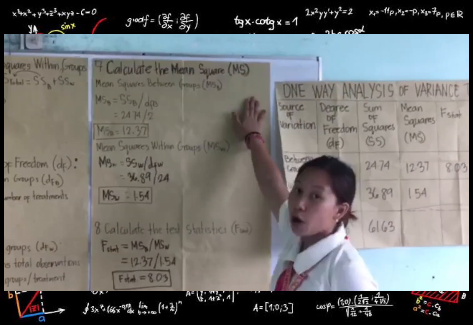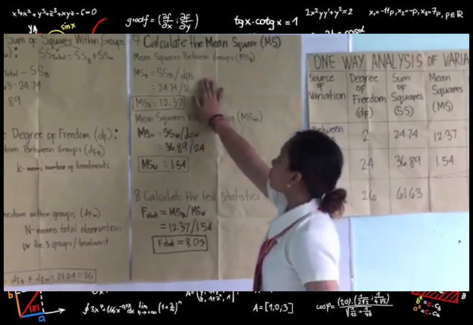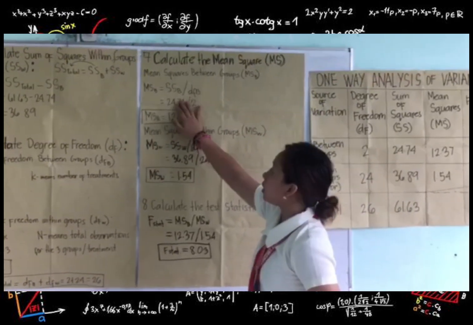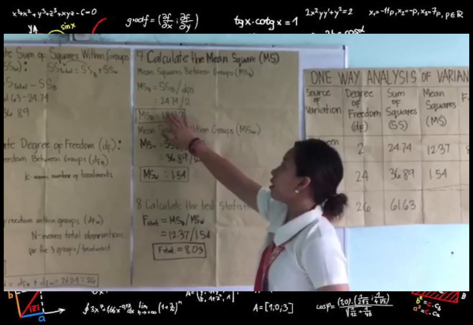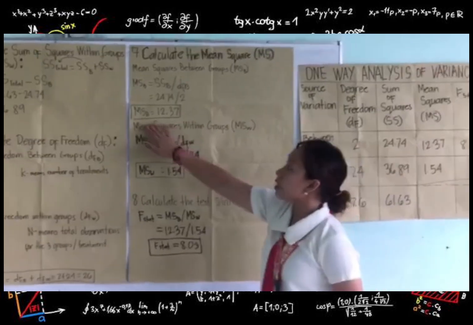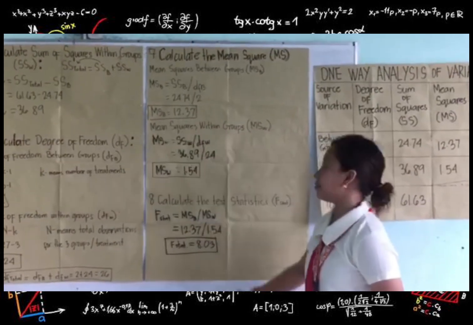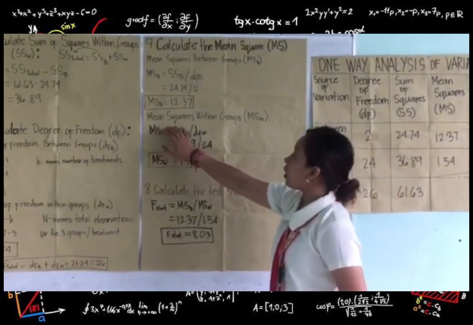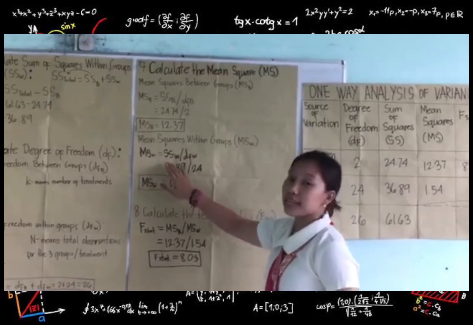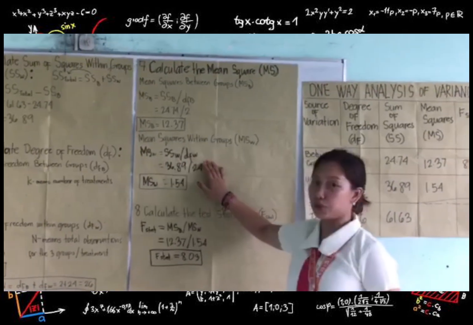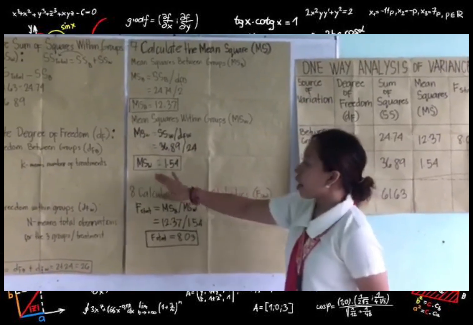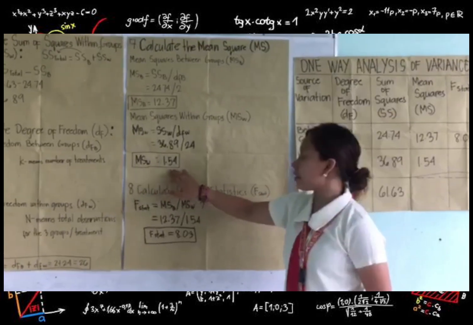Calculate the mean square or MS. Mean squares between groups or MSB: MSB equals SSB divided by DFB equals 24.74 divided by 2. MSB equals 12.37. For the mean squares within groups or MSW, MSW equals SSW divided by DFW, 36.89 divided by 24. Our MSW equals 1.54.